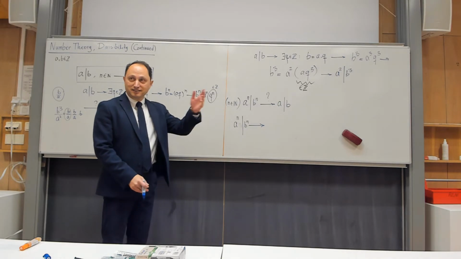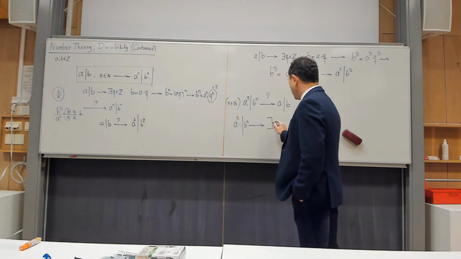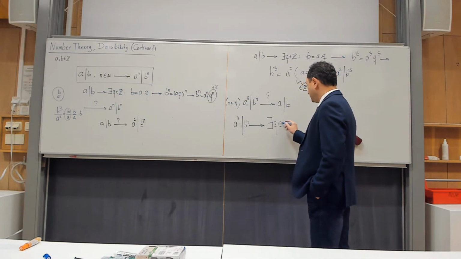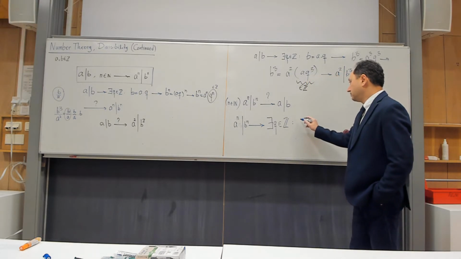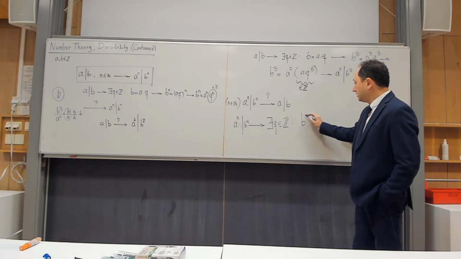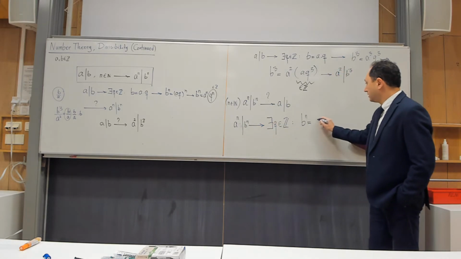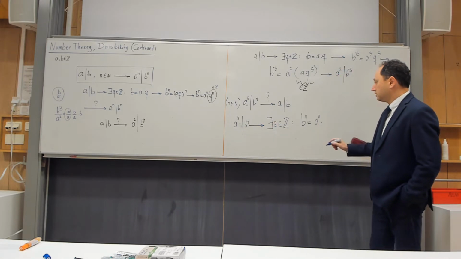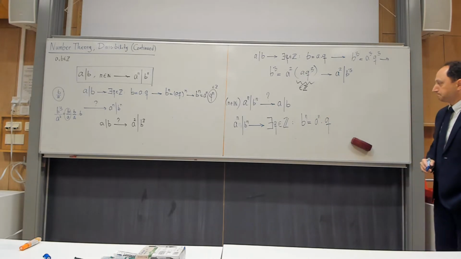Yes, there exists what? Q where? In Z, such that what? No, not B. The right hand side. B to the n is equal to what? The left hand side multiplied by Q. Everyone agrees? So that's the translation of that.